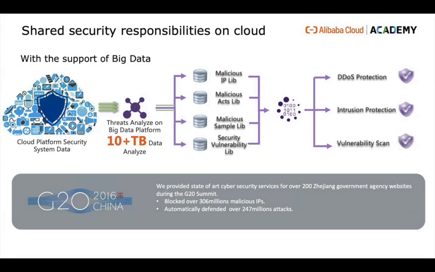In 2016, Alibaba Cloud provided security protection for the G20 summit. During the summit, we blocked over 306 million malicious IP attacks and automatically defended over 247 million attacks.